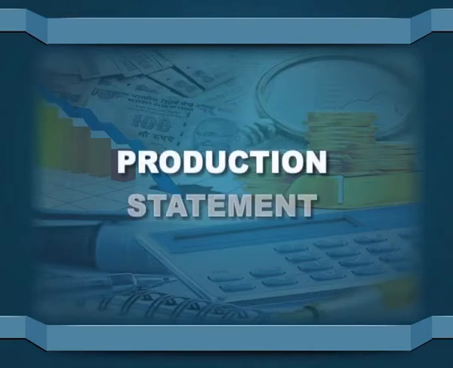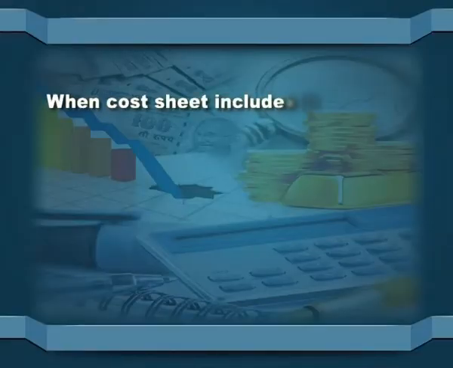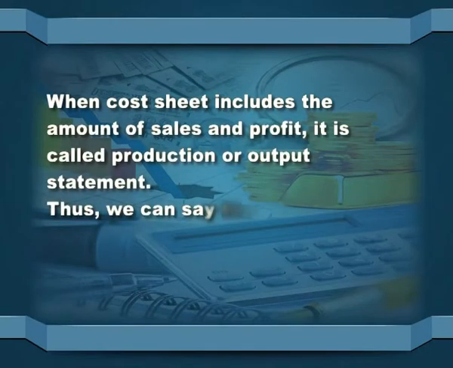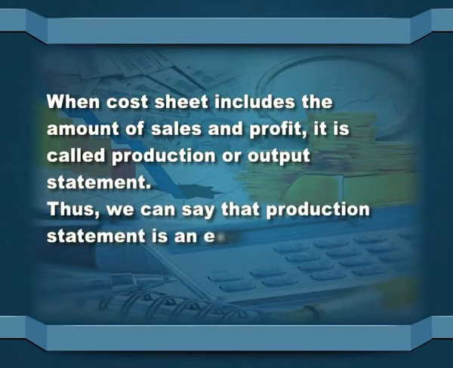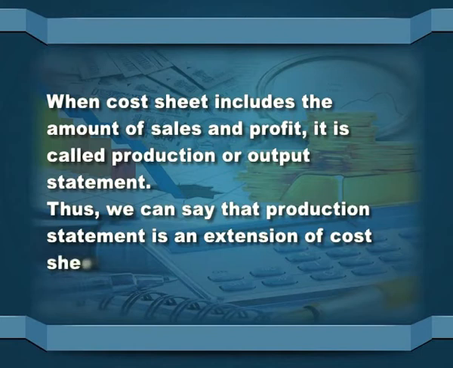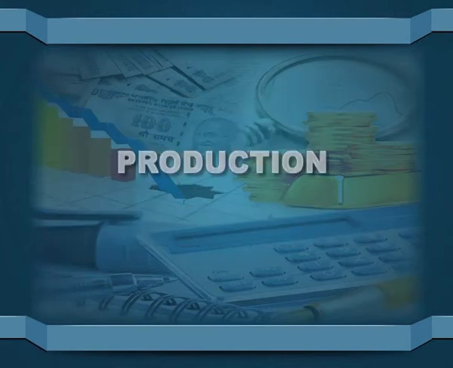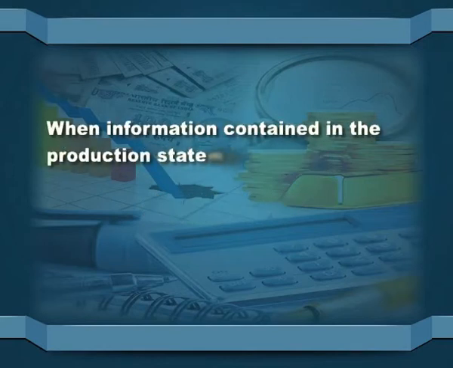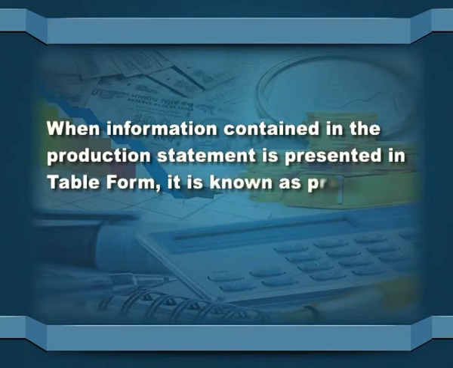Number 2. Production statement. The term production statement is defined as a statement which shows the costs of production, sales and profit made during a particular period. In other words, when cost sheet includes the amount of sales and profit, it is called production or output statement. Thus, we can say that production statement is an extension of the cost sheet. Number 3. Production account. When information contained in the production statement is presented in table form, it is known as production account.